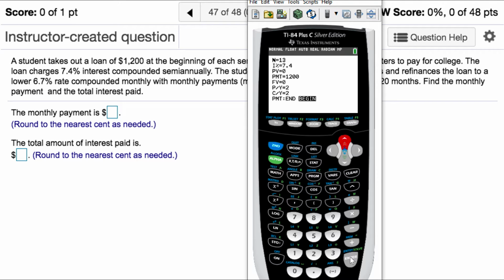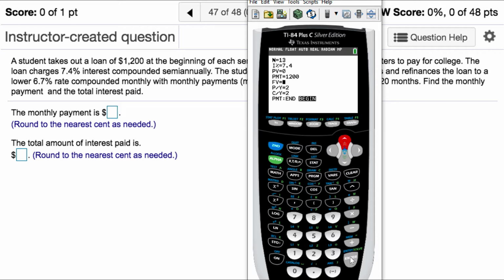Again, the present value would be if the student owed money before this started. So we're assuming the student owes nothing and then starts taking out $1,200 loans every semester for 13 semesters. So what we want to solve for here is the future value. That is, how much will the student owe at graduation?